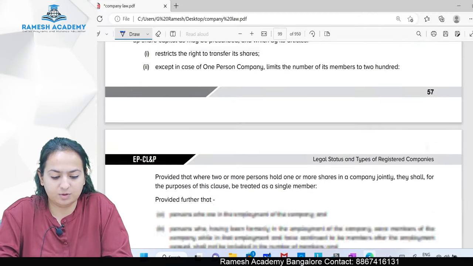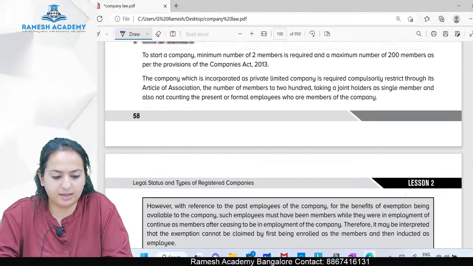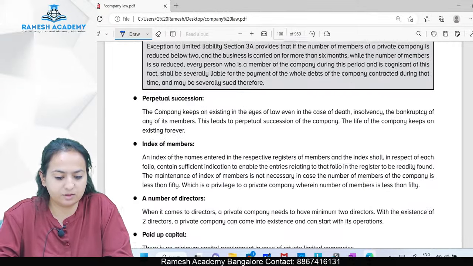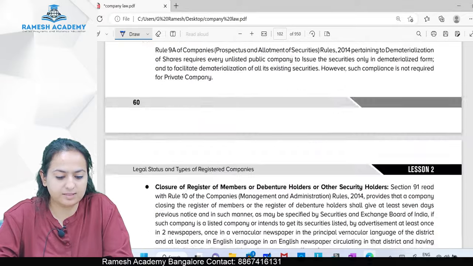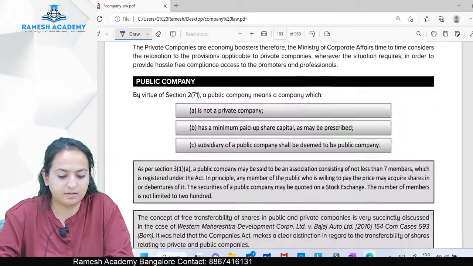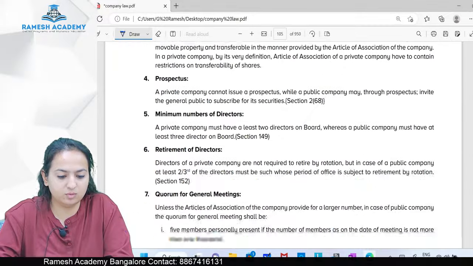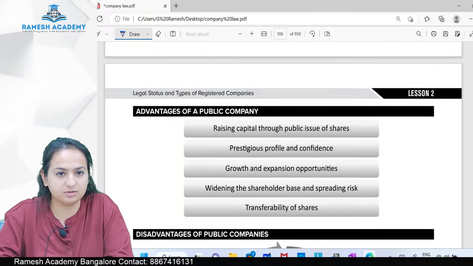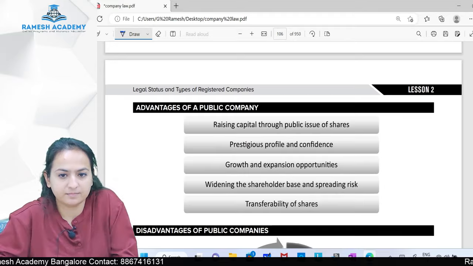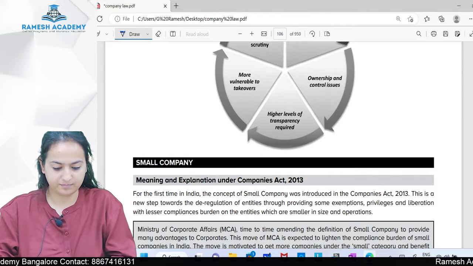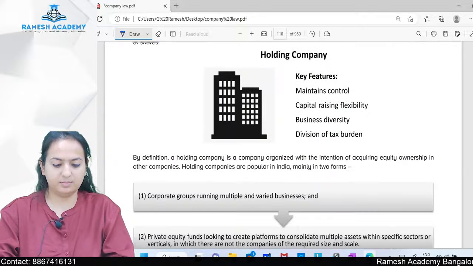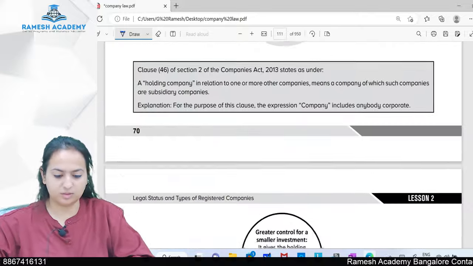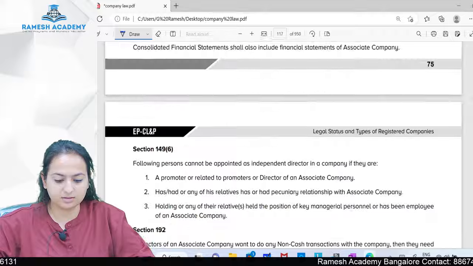So let us come to our private company. Characteristics of private companies are there, privilege and exemptions of private companies are there, public company is there. Two things we have to study today mainly. If you can just cover a bit up so that next class we can proceed.